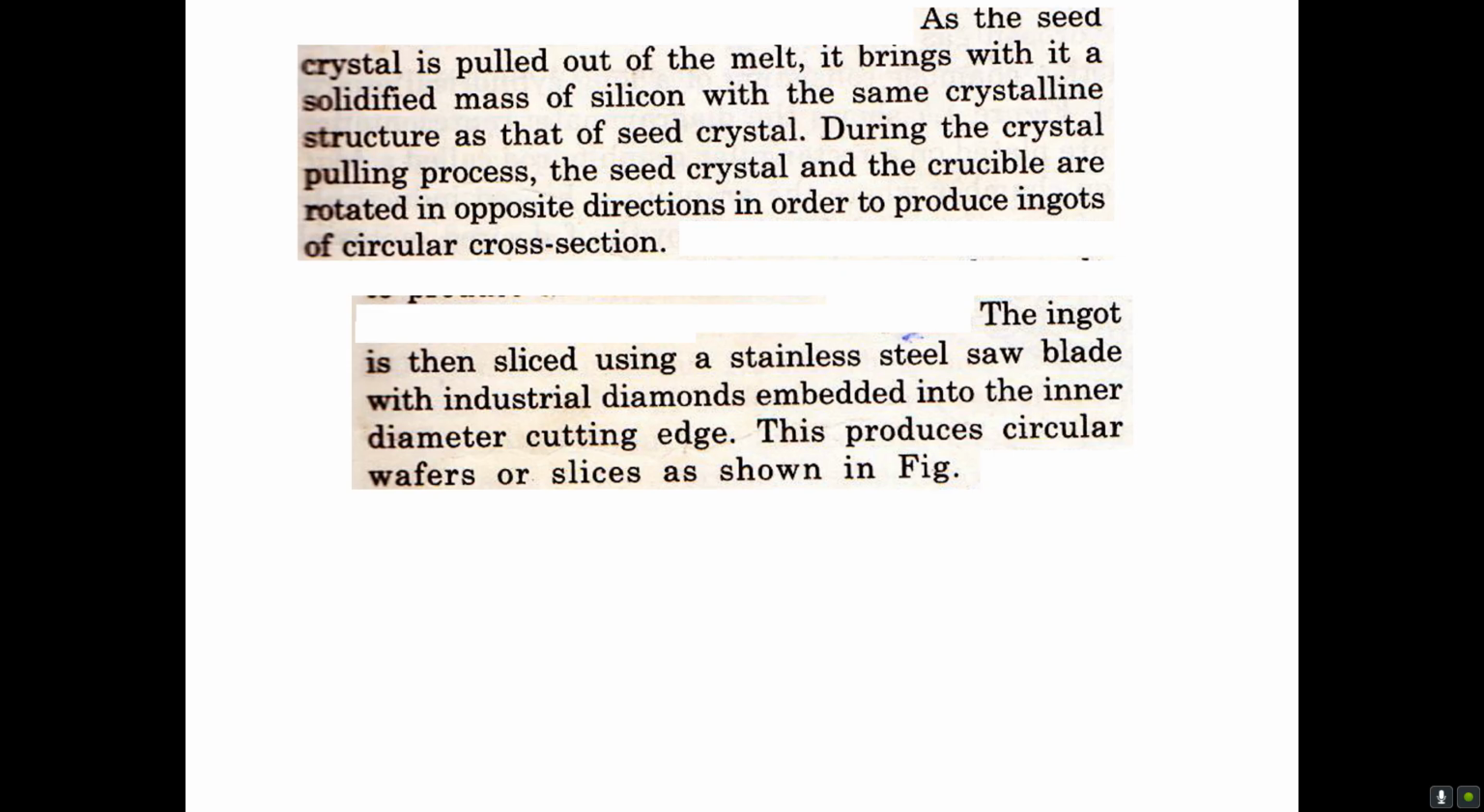The ingot is then sliced using a stainless steel saw blade with industrial diamonds embedded into the inner diameter cutting edge. This produces circular wafers or slices.